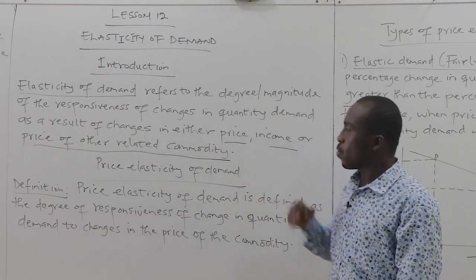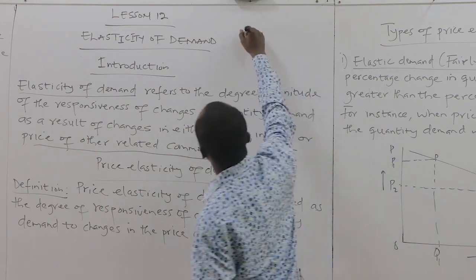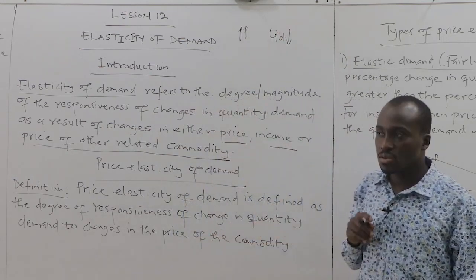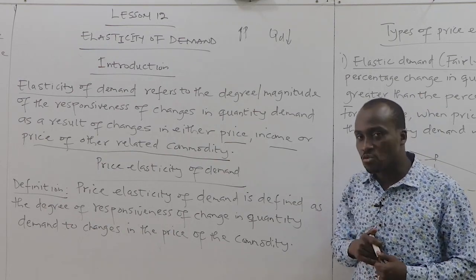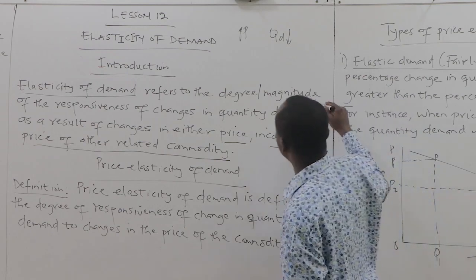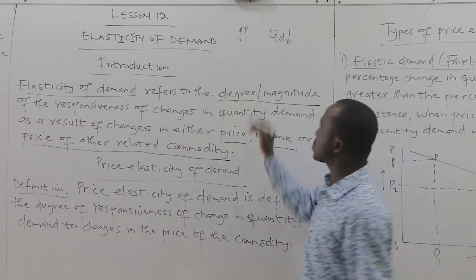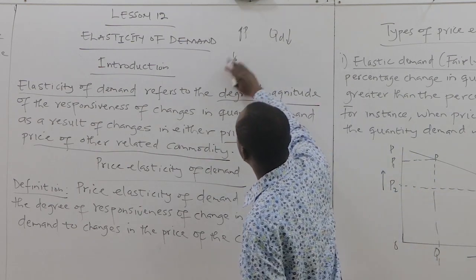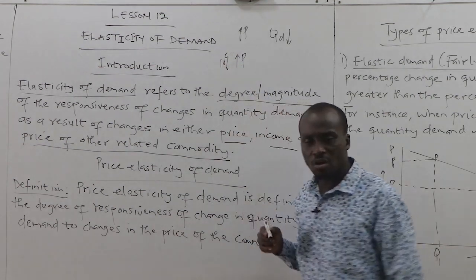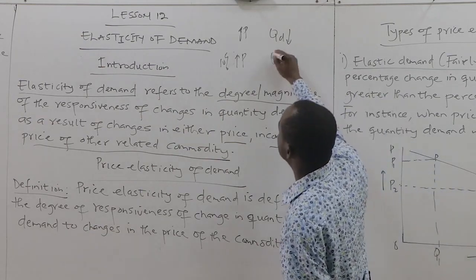In this lesson, we want to find out, let's take for instance, price. We know that whenever price goes up, quantity demanded falls, right? That one we know. But we don't know the magnitude, the percentage, the degree. So the elasticity of demand tells us the magnitude or the degree. For instance, if price increases by 10%, demand will fall. Demand will fall by what? Demand will fall by maybe 20%.